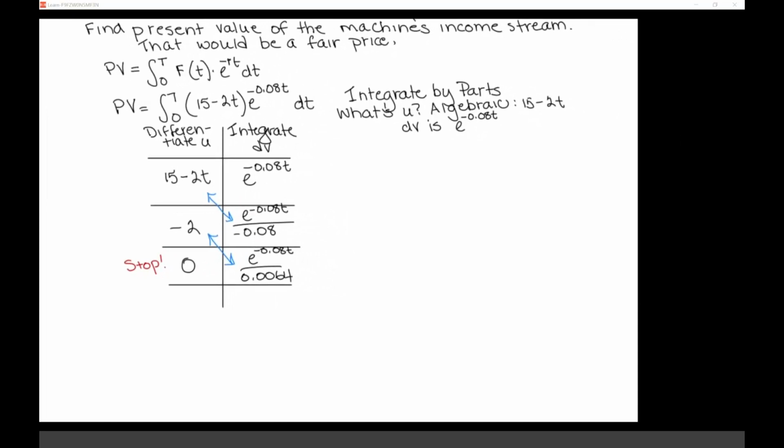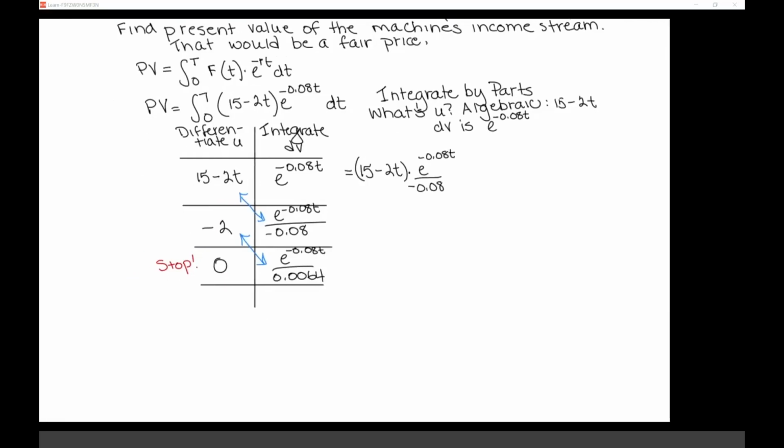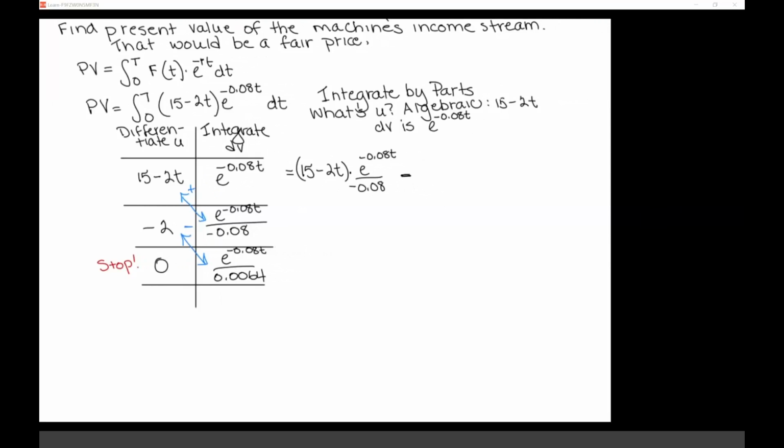So I'm going to get 15 minus 2t times e to the minus 0.08t over minus 0.08. That's the first product. Again, I'm taking things on either side of the arrow and multiplying them together. Also remember, the first one's a plus, the next one's a minus, and they're going to alternate signs if I have more of those. So now I have a negative sign.